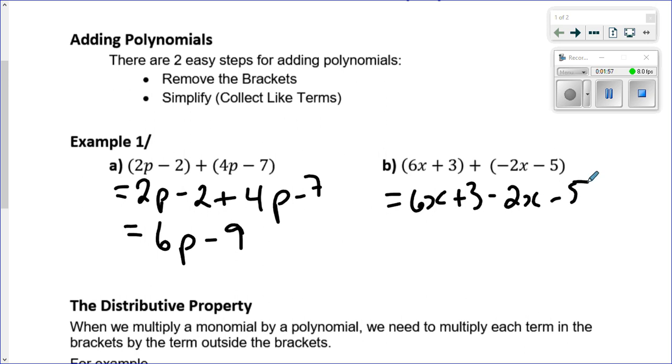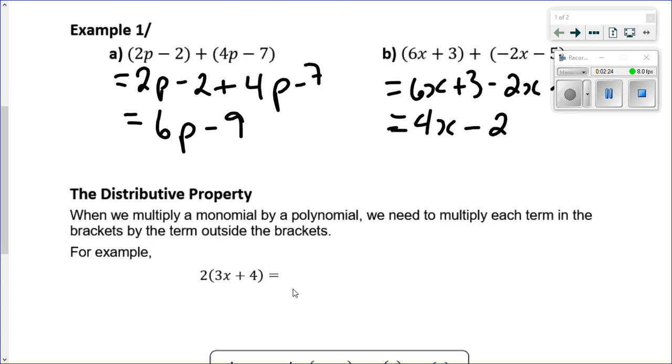We could expand it out, which we'll get into in the very next thing where we talk about distributive property, but it's just a lot easier to have one sign. Once we hit this point, we start collecting like terms. 6x minus 2x is 4x, 3 minus 5 is -2.